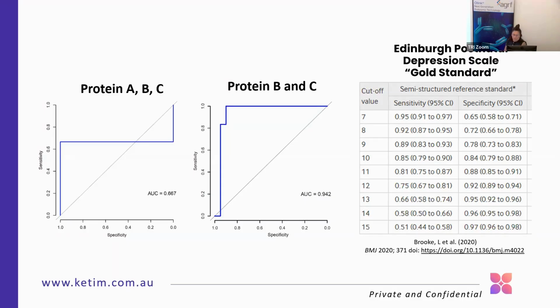And if you compare it with the table on the side here, this was a recent study that looked at the gold standard for postnatal depression and the sensitivity and the specificity there. If you look at the cutoff value of 13, you're looking at a 66% sensitivity and a 95% specificity. So we're nearly at or close to that specificity, but with much, much higher sensitivity. We're very happy and excited with that.